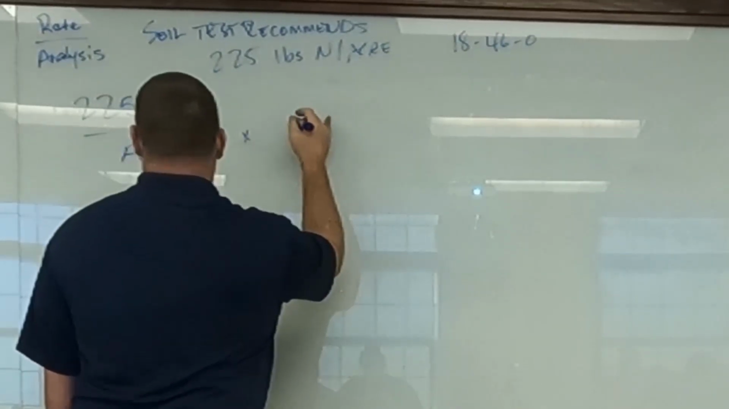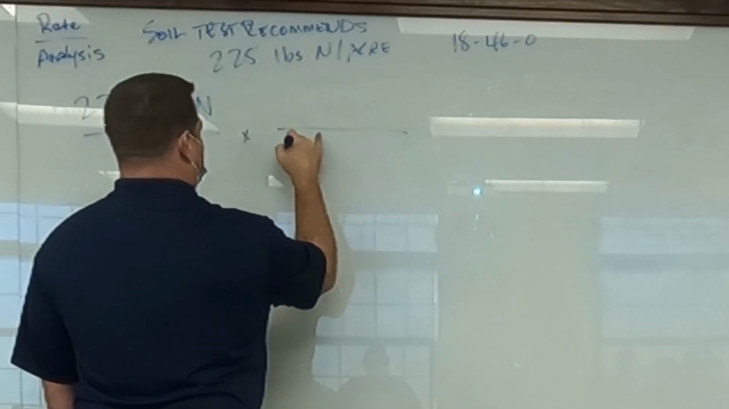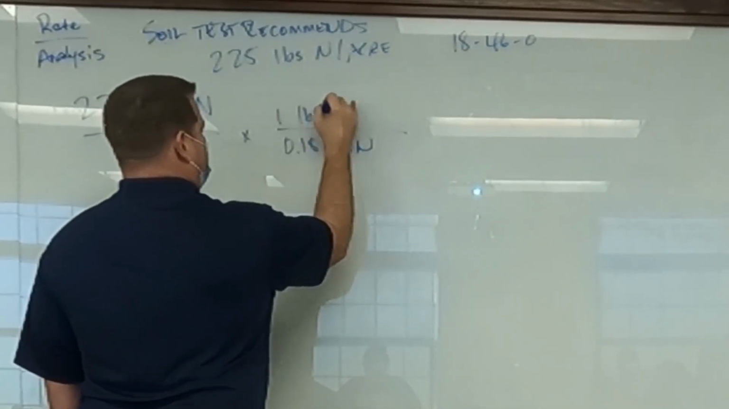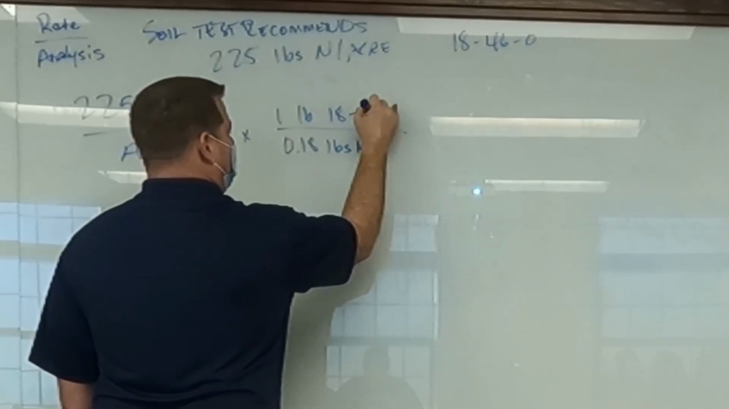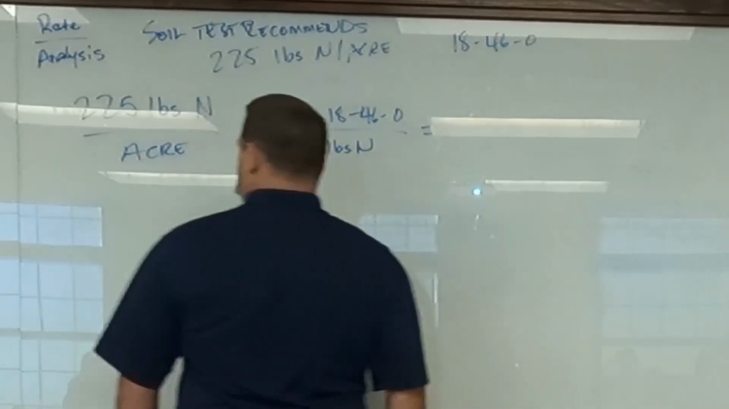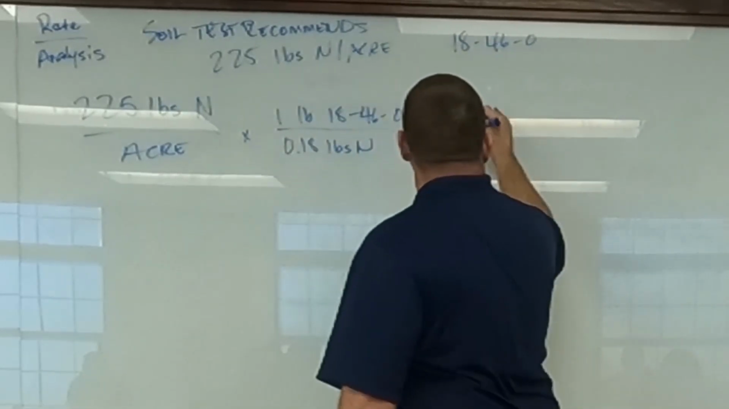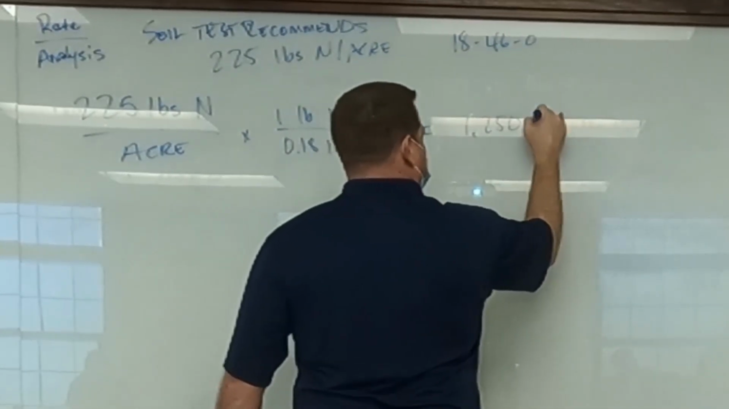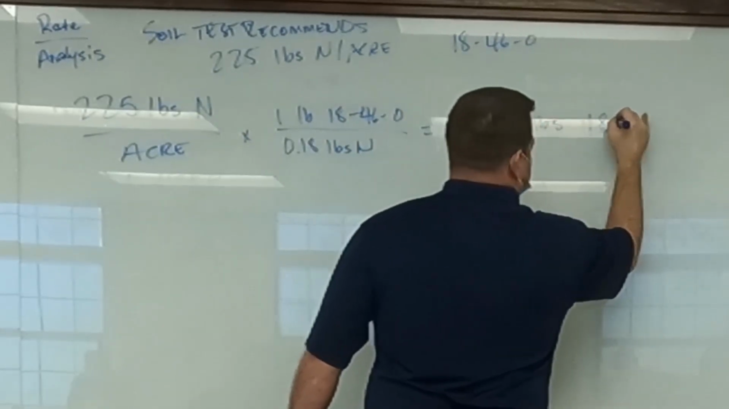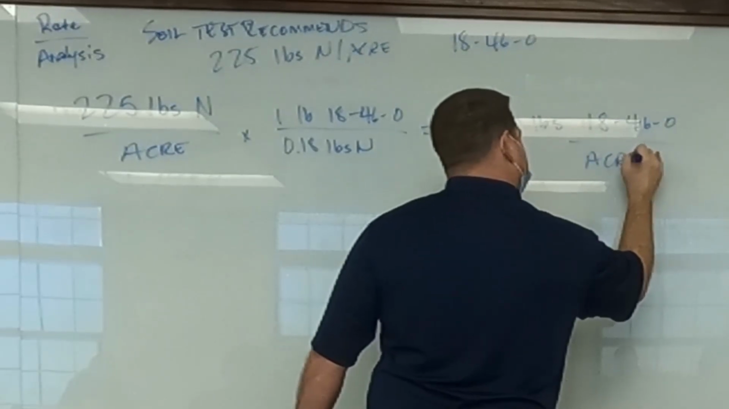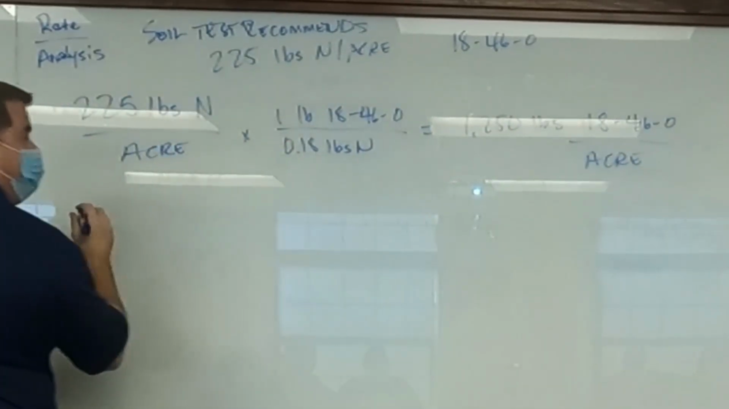So we're going to do rate over analysis. There are 0.18 pounds of N in 1 pound of 18-4-6-0. And that is going to equal 1,250 pounds of 18-4-6-0 per acre. How much P2O5 did I apply?